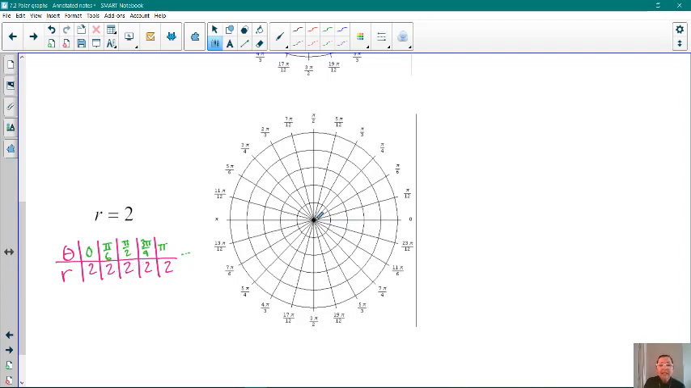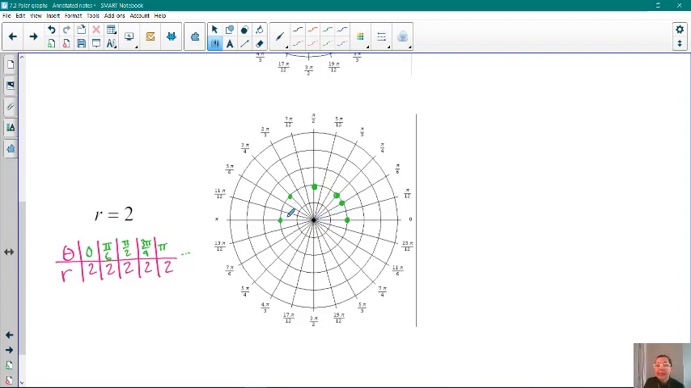So I go towards the angle 0, and I step out 2. Go towards the angle pi over 6 and step out 2. I almost did pi over 4, might as well, 2. Pi over 2, I'll step out 2. 3 pi over 4, I'll step out 2. Pi, I'll step out 2.